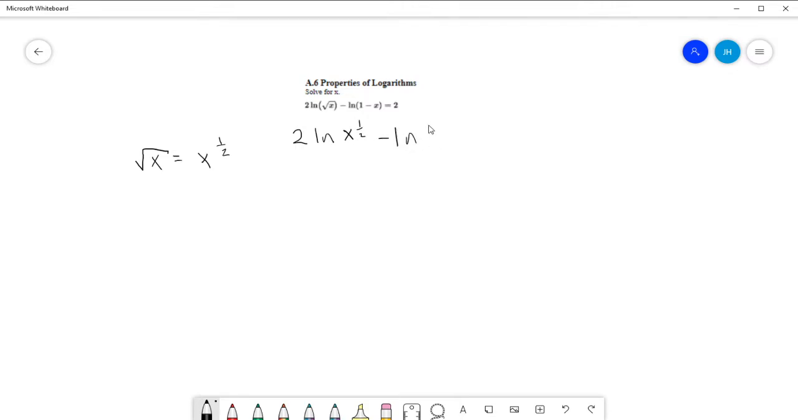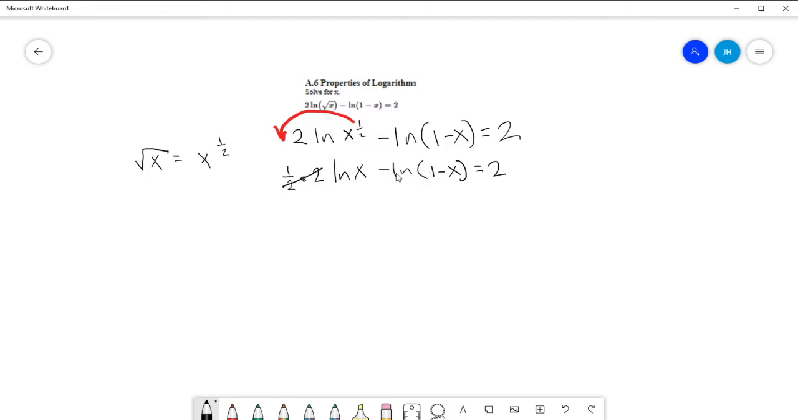minus ln of 1 minus x equals 2, by the power rule for logarithms, this exponent here of 1/2 can go in front as a multiplier, right? So we would end up getting 1/2 times 2 natural log of x. So we see that we have 1/2 times 2 natural log of x minus the natural log of 1 minus x equals 2. Now the 1/2 and the 2 can cancel.